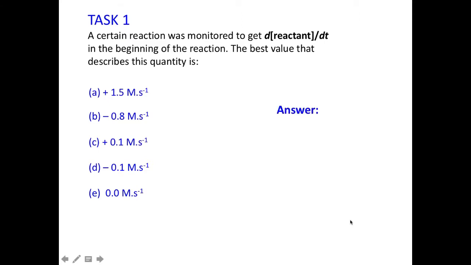And here is the answer. Option B is correct, because the most negative value is expected to be observed in the beginning of the reaction. Just remember, what's being monitored is the concentration of the reactant against time. So the slope, if you look at the reactant, is negative, and in the very beginning the slope would be very negative. The most negative value available here is minus 0.8 molar per second.